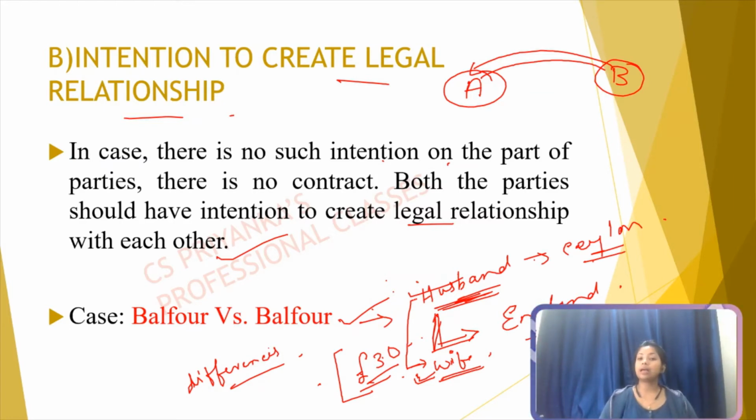The husband said that he will send the maintenance amount of 30 pounds to the wife. Is there any evidence? No. The wife said no. So in that case, we can say it's a husband-wife relationship. They didn't have, at that time, any intention of creating a legal relationship. But the court doesn't understand any words other than legal things.